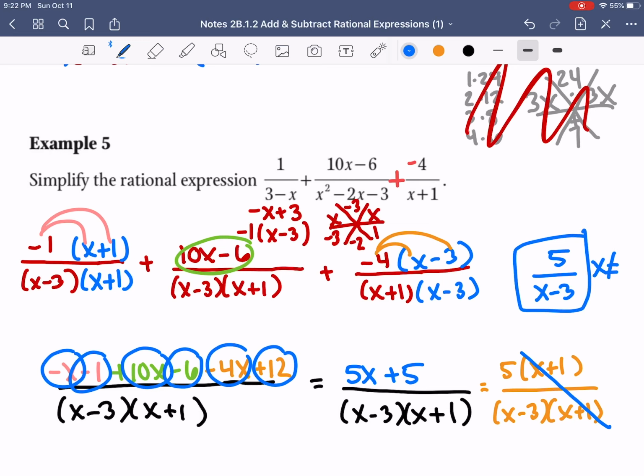We do have some invalid values. If I look at my denominator right here, before I canceled, I would just say x can't be equal to 3 and x can't be equal to negative 1 because those are the numbers. If I plug them in, I would get 0.